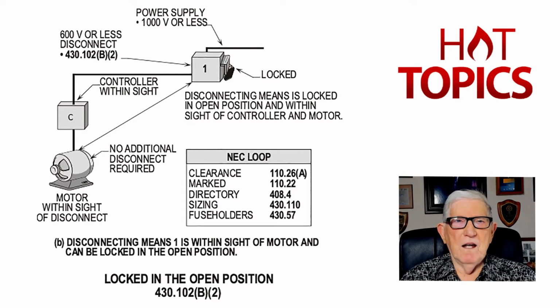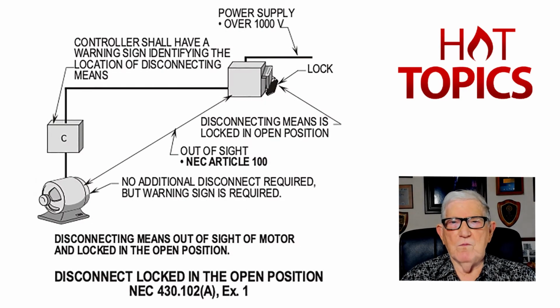430.102(B)(2). Now, the next illustration that we want to review will be 430.102(A), Exception 1. And notice when we look at this particular disconnect, the voltage is over 1,000. We'll just say it's 4160. Then notice that disconnect, as you see, locked in the open position, does not have to be within sight of the controller or the motor.